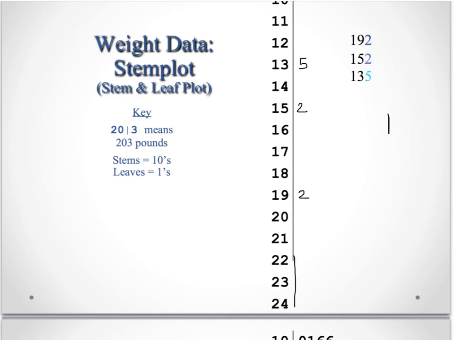Now what if my next weight was 194? I go to the 19 and right next to the 2 I would write a 4. So that 2 and that 4 on that line, one of them represents a weight of 192. The second one represents a weight of 194. So each digit you have to the right of the line represents a separate data point in your data set.